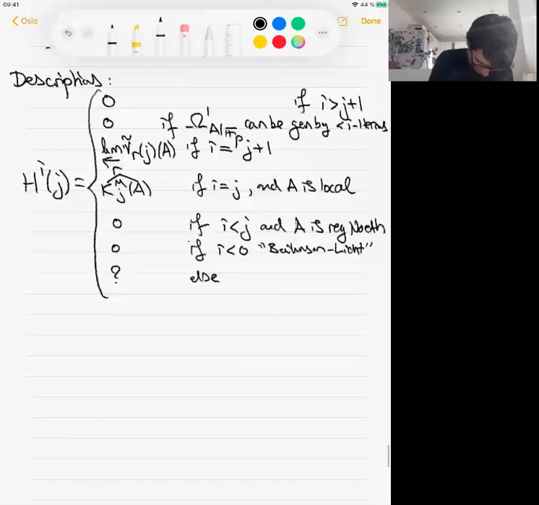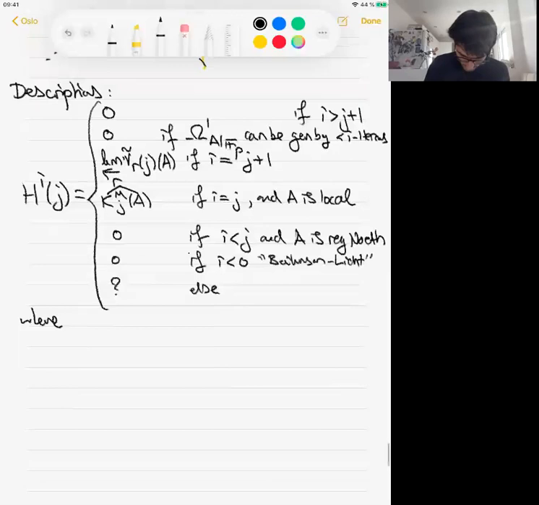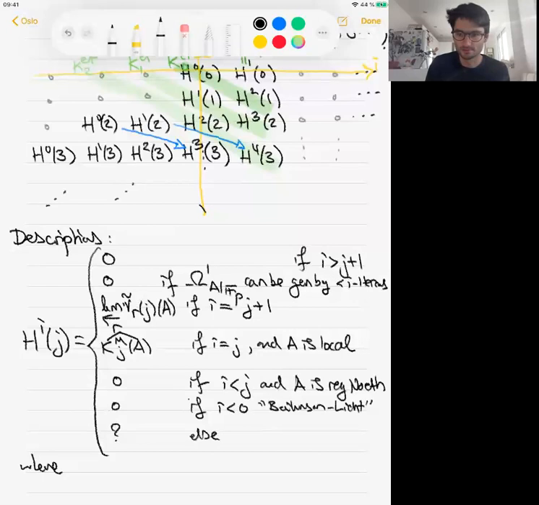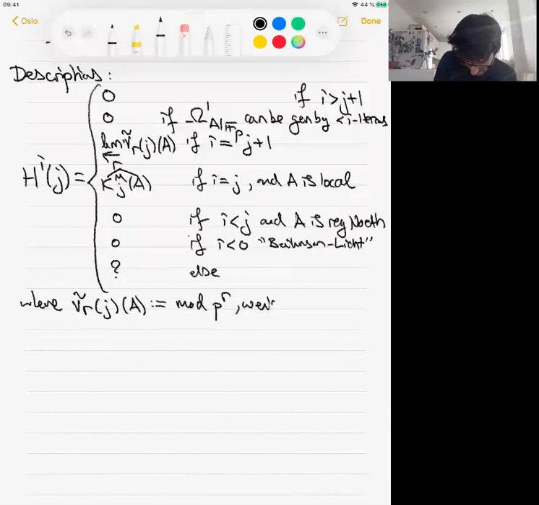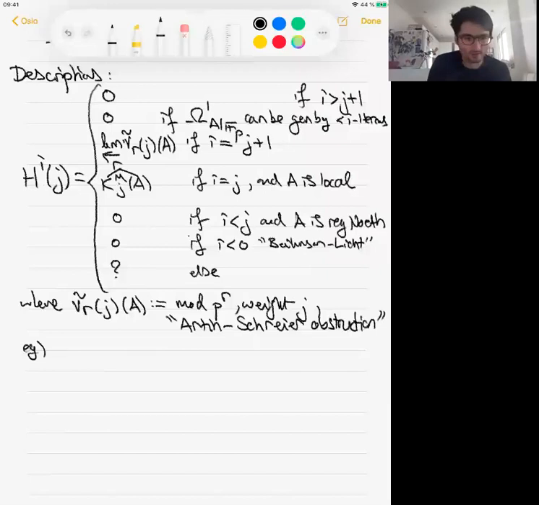Okay, so I wanted to then describe some of these terms. So here, what's this new R tilde, which appears in this single column of the fourth quadrant? This new R tilde J of A is the mod P to the R weight J Artin-Schreier obstruction. For example, I just give it to you when R is equal to 1, and for the general formula, you just replace all the de Rham groups by some de Rham-Witt groups.